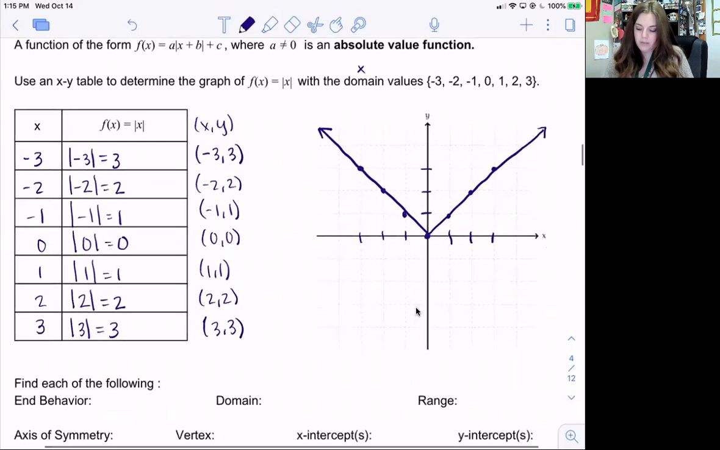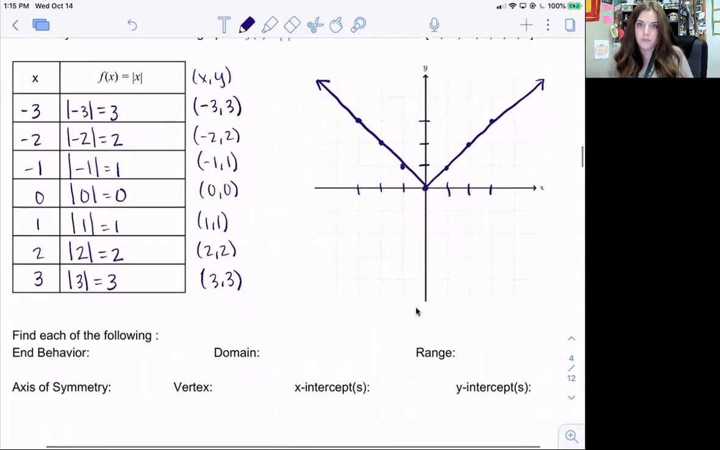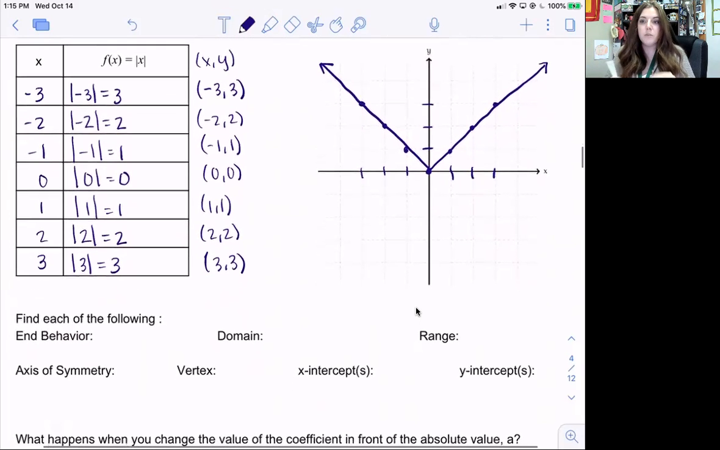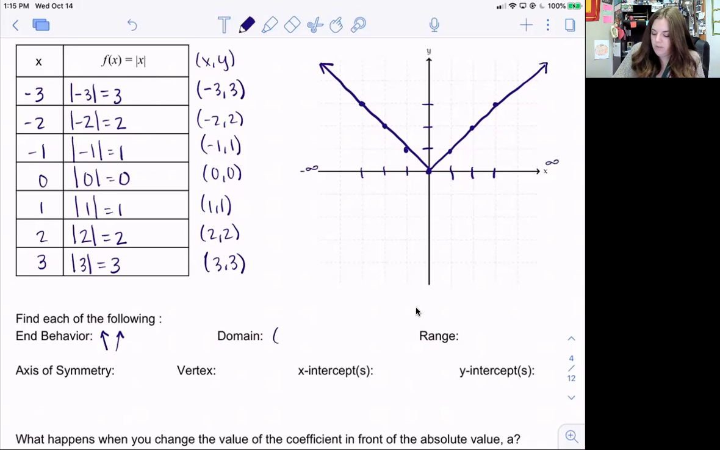So now let's talk about the different parts of the graph. First we have end behavior, which means we're going to look at what the arrows are doing. Our arrows are both pointing up, so I'm just going to draw 2 up arrows. For our domain, since we have an arrow on the left and an arrow on the right, that means we're going from -infinity to +infinity.